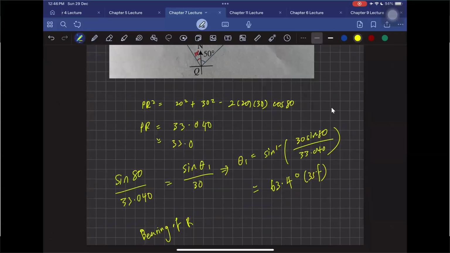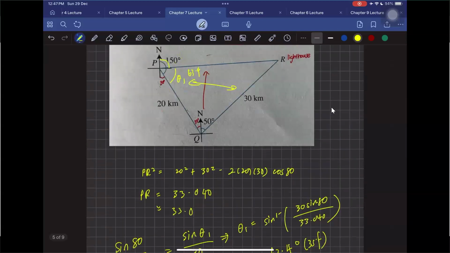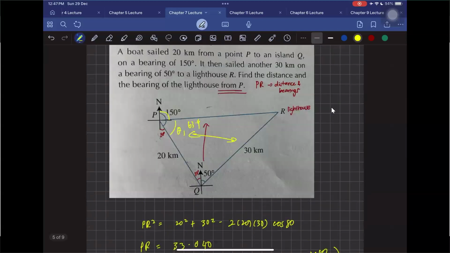Bearing of R from P should get close to 86.6 degrees, 3SF. So this should be your final answer. I hope you understand the concept so far.